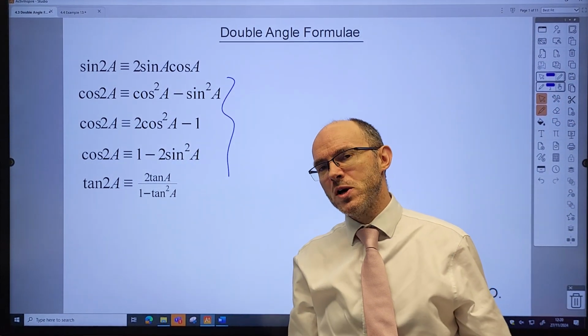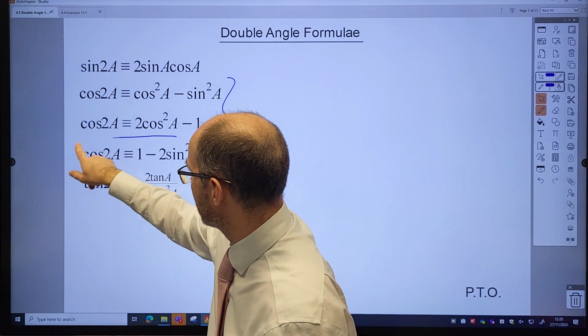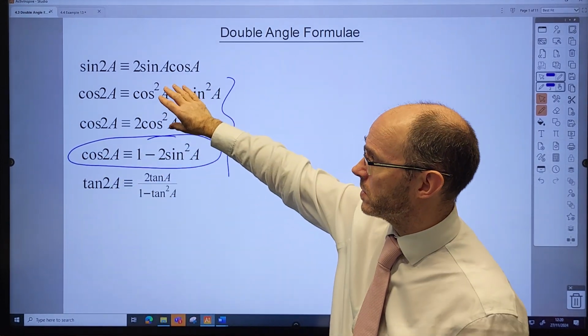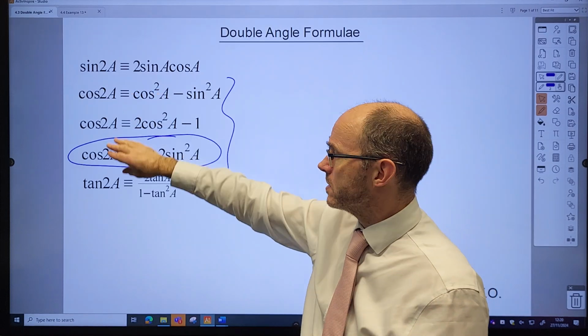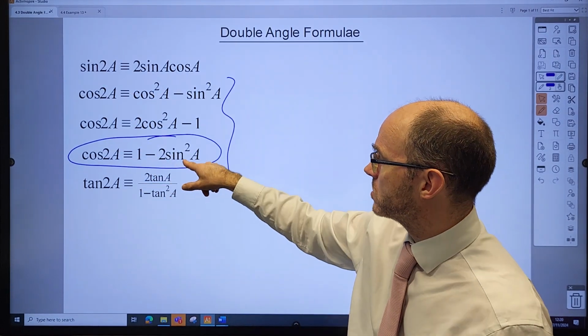Well, just bear in mind our question. Our answer has got to be in terms of sine only. So we're going to go for that one. You can still do it with this or this, but it's just going to take you longer. So the objective really is to try and put all the terms into sines. So we're going to use that one there.